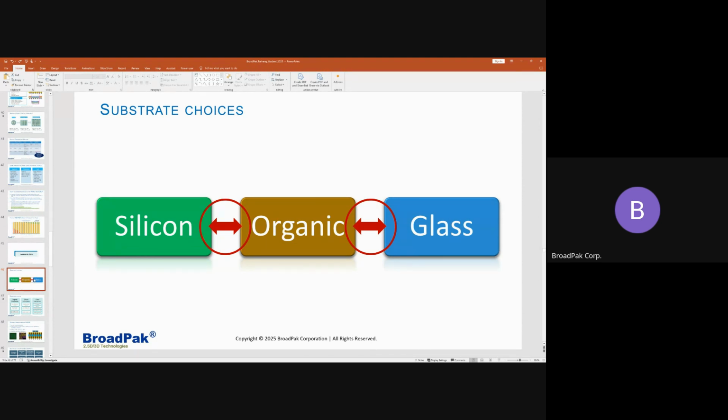We've got about 10 minutes. Let me talk a bit about the choice for the substrate. Substrate is very important. So, we talked about it. It could be silicon, could be organic, or it could be glass.